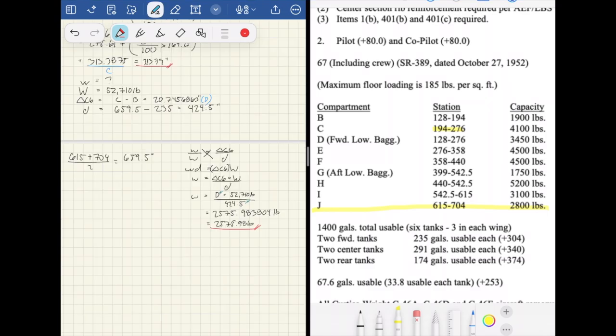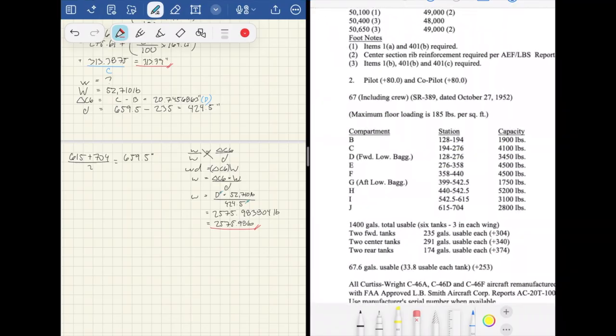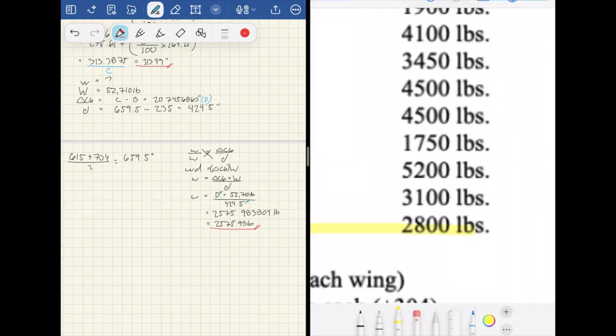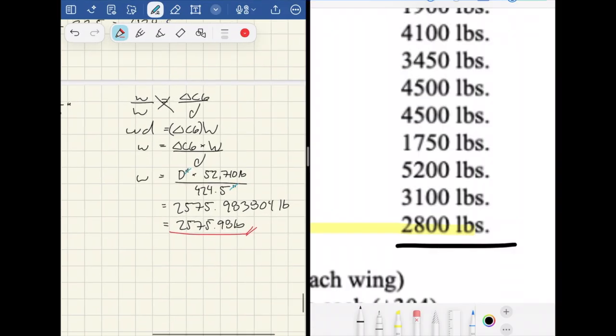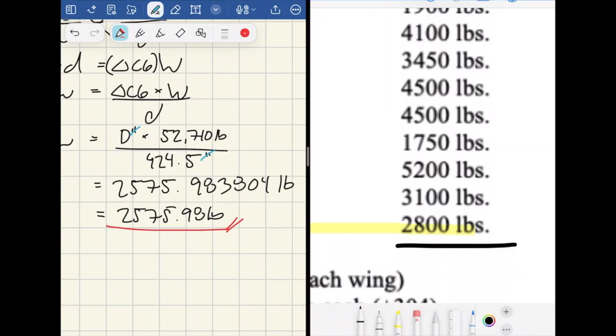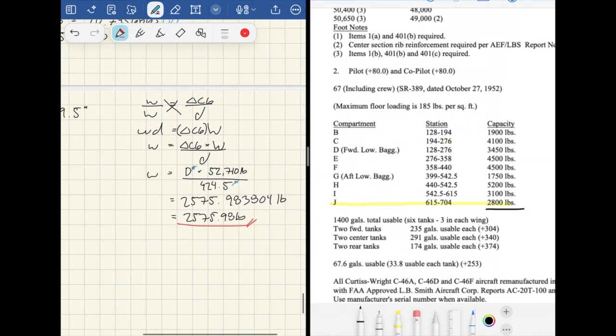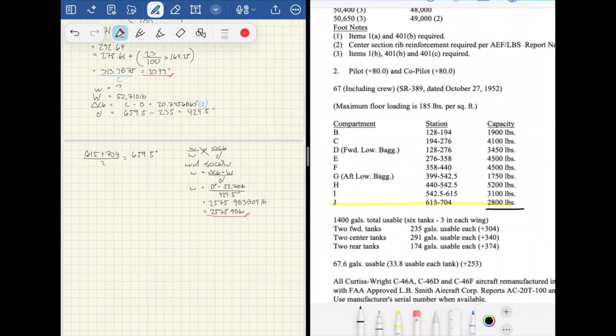Now, let's check na kung pasok sa compartment J yung ating ililipat na cargo. Okay, tingin tayo sa ating TCDS. Zoom kay J. Compartment J. Ang capacity niya ay 2,800 pounds. And ang sagot natin sa computation ay 2,575.98. So, pasok ba guys? Yes, pasok ang ating cargo load na ililipat sa cargo J. So, that means correct ang ating computation. And this is allowable na gawin.